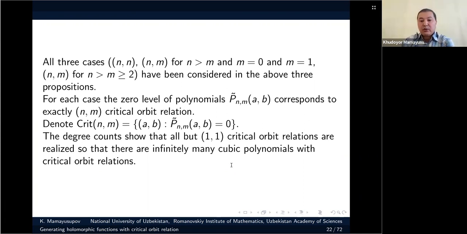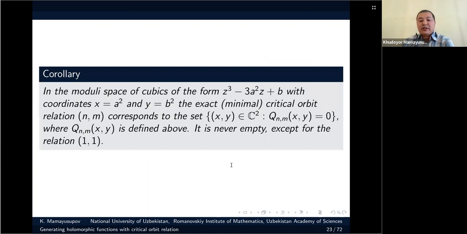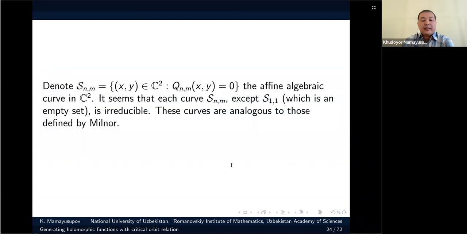And we can say that except (1,1), all critical orbit relations are realized, and there are infinitely many, there are curves actually. And for the moduli space, if you take coordinates a squared and b squared, then exact or minimal critical relation corresponds to Q being 0, and it's never empty except (1,1). Now we can consider these curves where Q_n is 0; those affine algebraic curves are analogous to curves defined by Milnor for the study of cubic polynomials. So for Milnor's case, you have plus a or minus a, which is prefixed. So eventually pre-periodic.